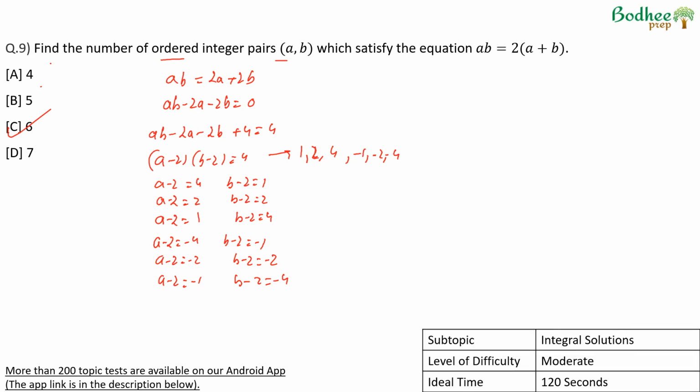Again, I'd say easy to moderate question. The numbers are simple, and we have done these questions earlier when we talked of 1 by a plus 1 by b is equal to 1 by 6. The process kind of remains the same, and therefore about 2 minutes to solve.